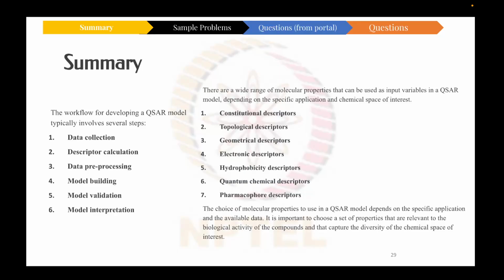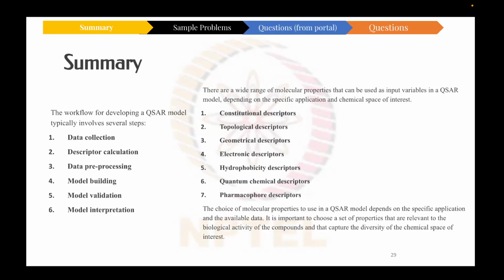So there is a wide range of molecular properties that can be used as input variables in a QSAR model depending on the specific application and chemical space of interest. So we have constitutional descriptors which reflect the molecular structure of the compound such as number of atoms, bonds and rings. Then we have topological descriptors which reflect the connectivity of atoms in the molecule such as number of branches and cycles. Then we have geometrical descriptors that reflect the shape and size of the molecule such as molecular volume and surface area.